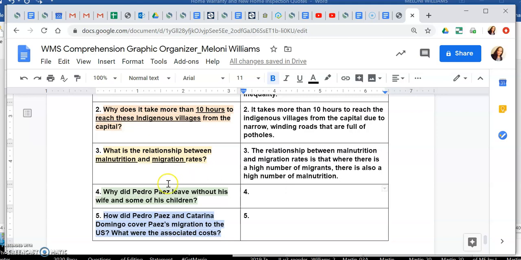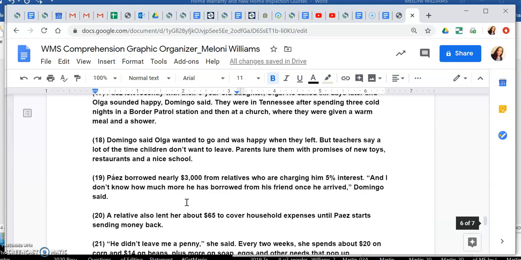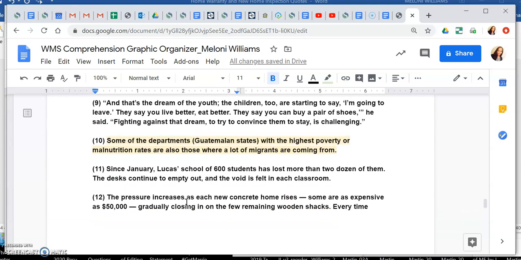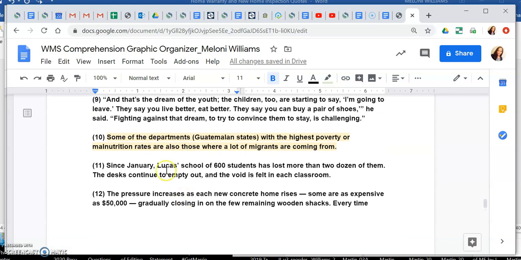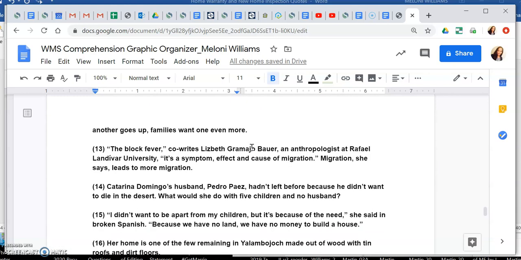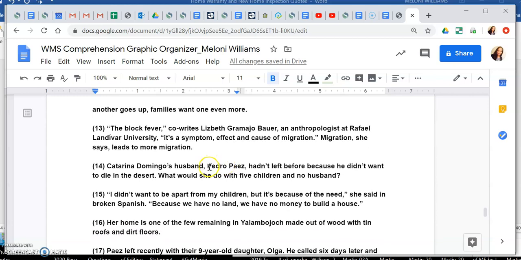I've got 2 more questions left. Question number 4 says, why did Pedro Paez leave without his wife and some of his children? So here we're looking for this person's story. I'm going to underline that keyword so I know what I'm looking for in the article. And I know they've been coming in order, so I'm going to look after my question number 3 and see if he pops up. Here we go, Pedro Paez.